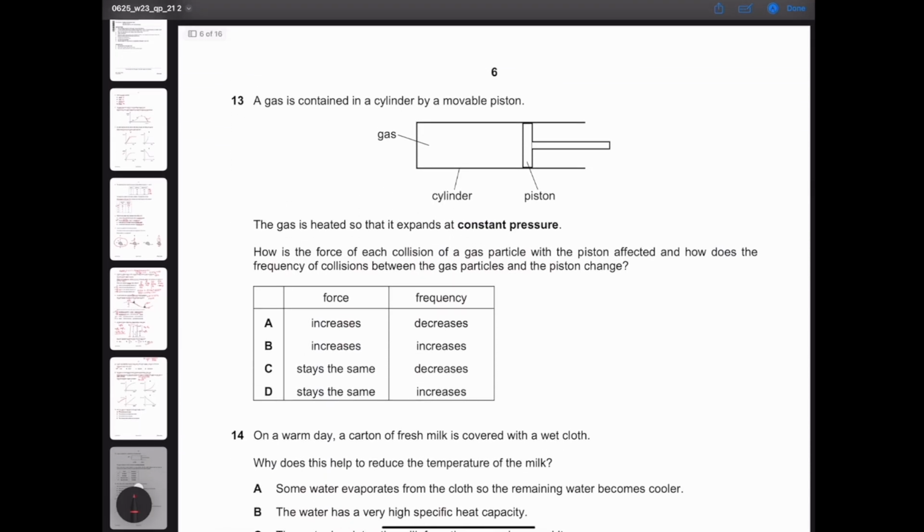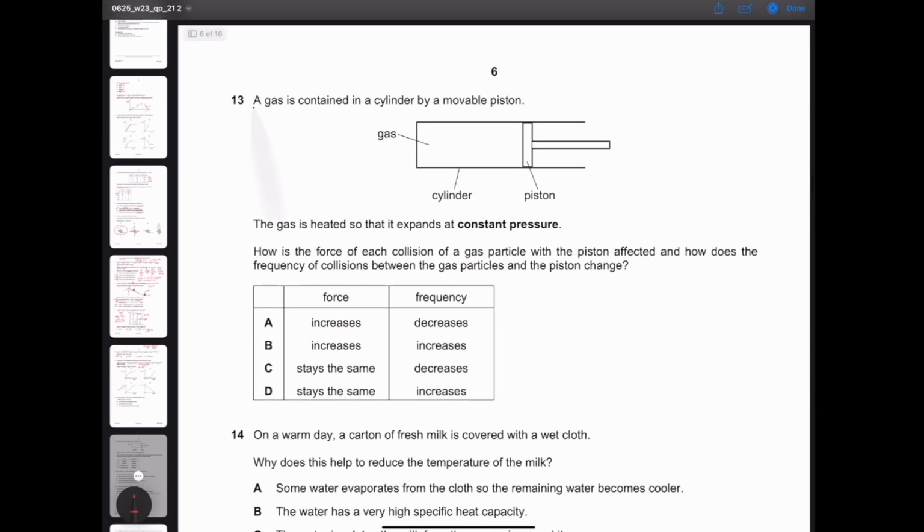Question number 13. A gas is contained in a cylinder by a movable piston. The gas is heated. Now, when you heat it, temperature increases, kinetic energy increases, then the forces increase as well, so that it expands at constant pressure. So, whenever constant pressure is there, we know that temperature will be directly proportional to volume.